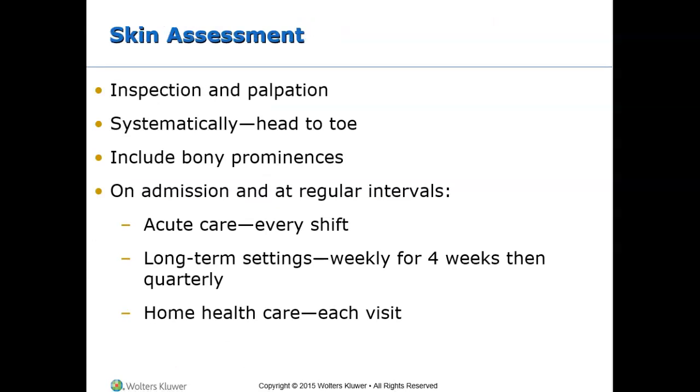And these are how we do our skin assessments. Remember how I said, okay, head to toe, just like we do our assessments, but this is just looking at skin. Include all the bony prominences. If they're on oxygen, check behind their ears, across their nose, and in their nose. Acute care, those are the typical intervals where we do them.